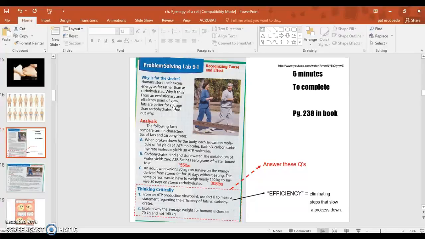In fact, when you eat carbohydrates, any extra carbohydrates you have get turned into lipids or fats and stored in the body. So why wouldn't the body just store the carbs when they're there? Why would it turn them into lipids?